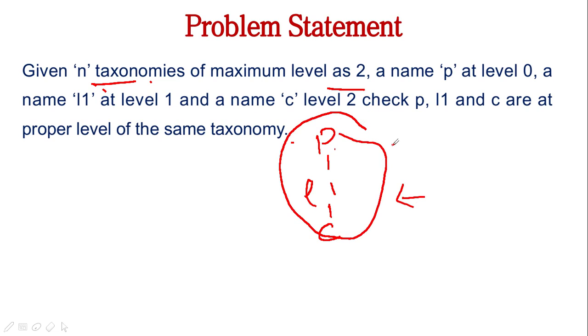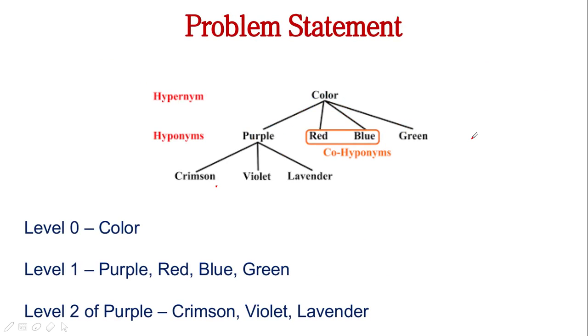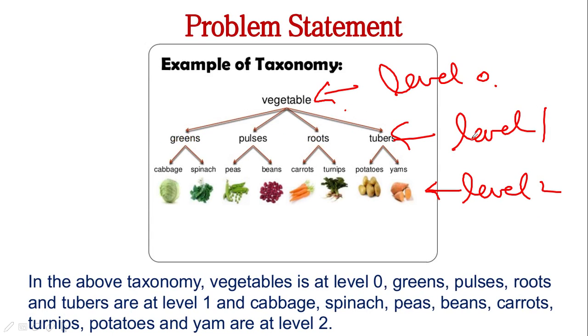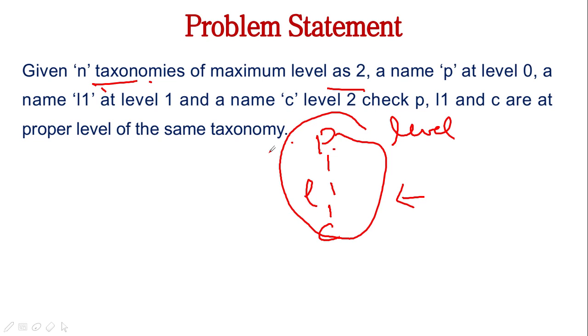Anyway, P is going to be level 0. Let us consider this taxonomy. If they ask us to check vegetable, greens and cabbage, then the answer is yes, the taxonomy is present. But if they give vegetable, pulses and cabbage, then you will say no, because pulses and cabbage are not related. Like that you have to analyze the structure and see.